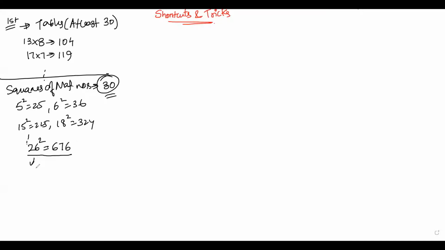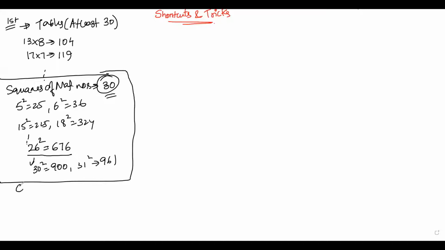So at least till 30 square, which is 900, or 31 square, which is 961, we should know all these numbers by heart. Again, I'm saying at least 30. So if you feel that your retaining power is good, then you can extend these numbers till 35, 40. So that would be sufficient.